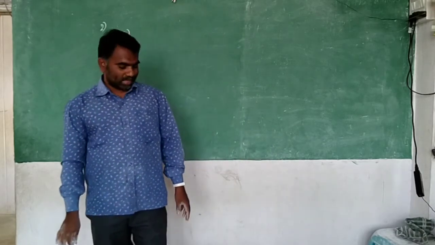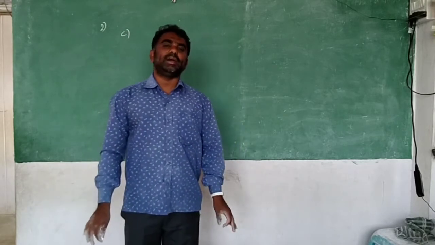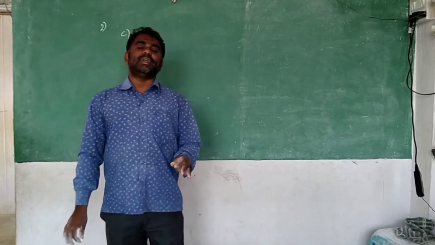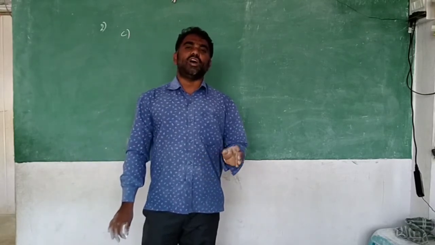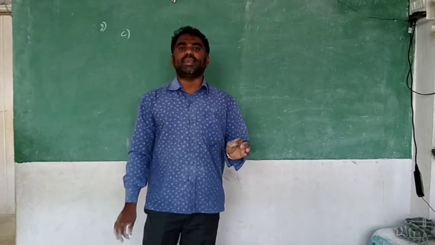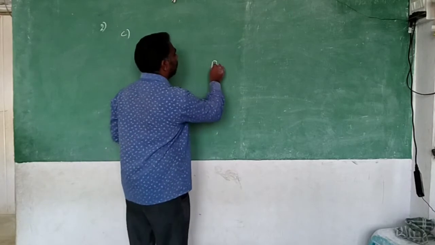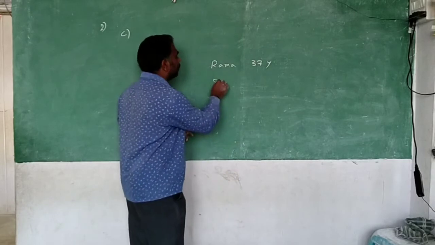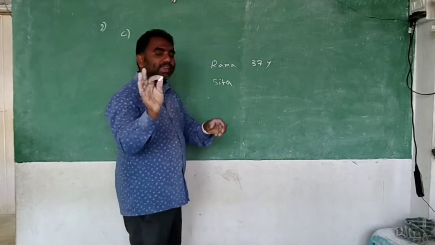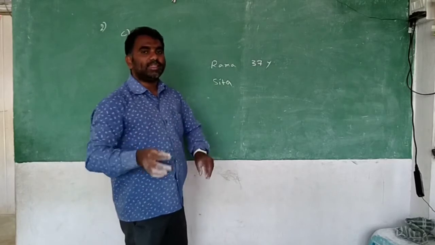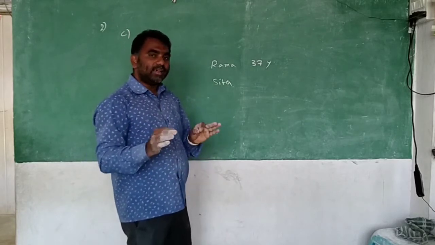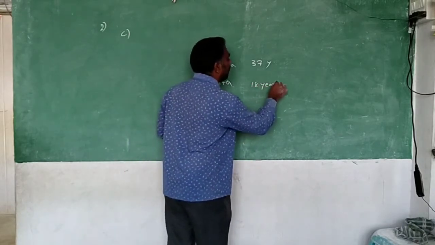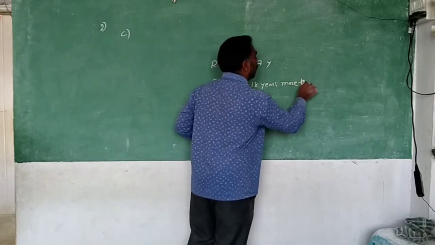So what do you understand? Rama's age is given. The age of Rama is 37 years. The age of Sita is not 18 years. You will get confused there. Sita's age is not 18. Sita's age is 18 years more than Rama. 18 years more than Rama.